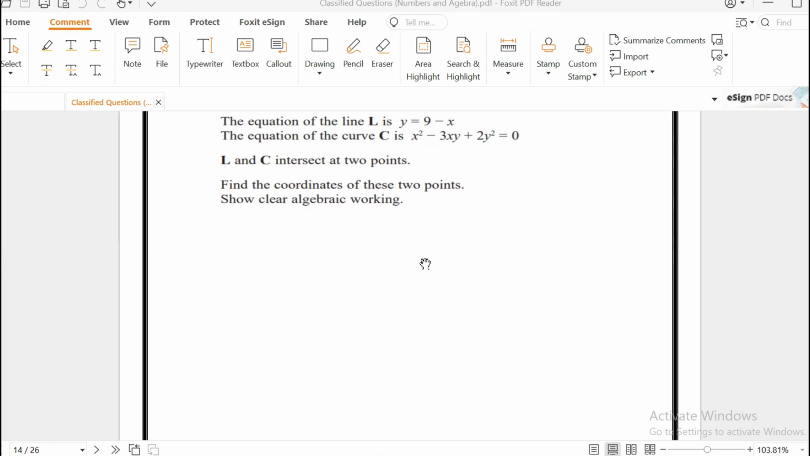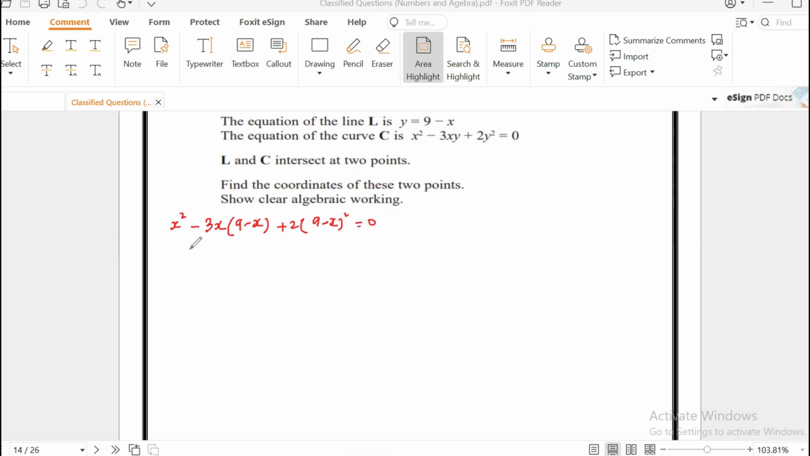When you have a U shape and then another line intersects it, it intersects at two points, and those 2 points we will find out, like find the coordinates of these 2 points. So for that I will take the linear equation, which is y is equal to 9 minus x, in the second equation of the curve. So if we replace y in x squared minus 3x y, I would suggest 9 minus x, and then plus 2y squared, so 9 minus x whole squared, is equal to 0.